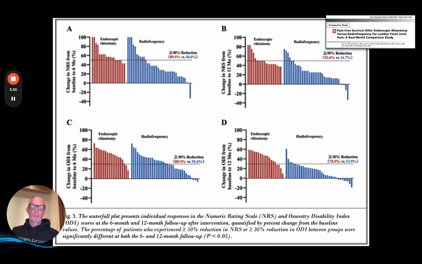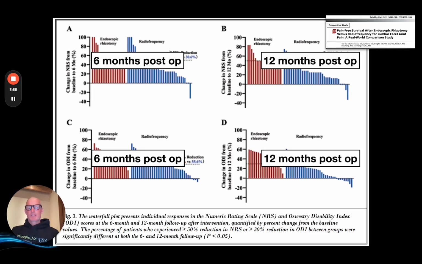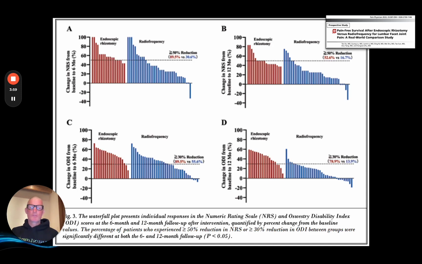The therapeutic goal of this procedure is to interrupt that branch, and that can be done either by endoscopic means or by percutaneous radiofrequency ablation using heat. This is a busy slide illustrating the relative effectiveness of both. On the top, we have the visual analog pain scale, and on the bottom, the Oswestry Disability Index. We have 6 months post-op and 12 months post-op in the two rows.